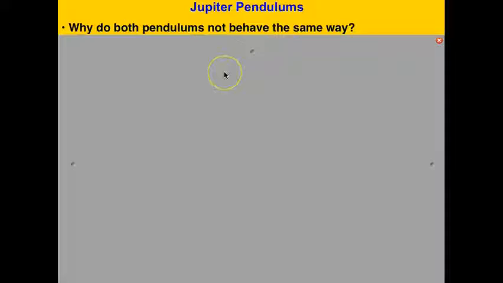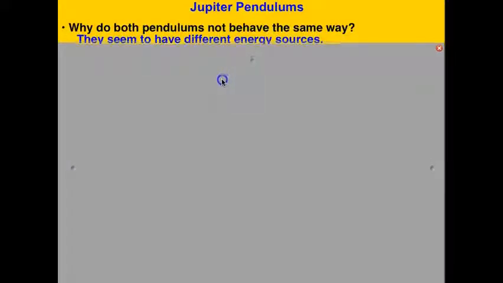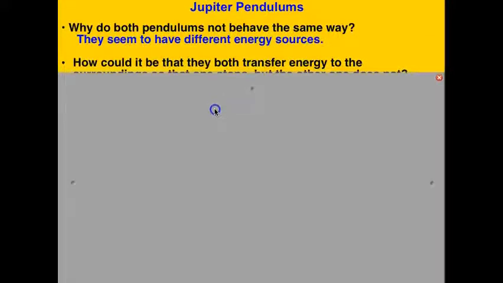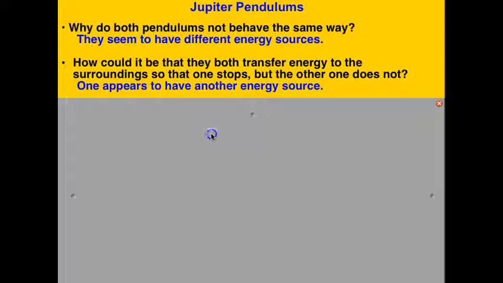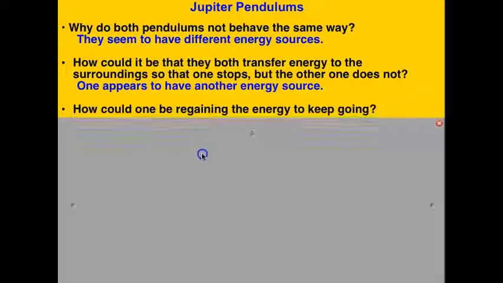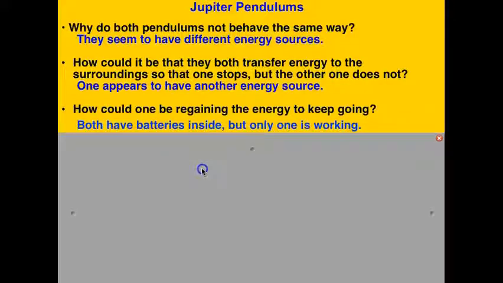So why do both pendulums not behave the same way? Is that one of the initial questions you asked? Well, there seem to be different energy sources. How could it be that they both transfer energy to the surroundings so that one stops but the other does not? Well, one appears to have another energy source. So what is that energy source? How could one regain the energy to keep going? Well, both have batteries inside, but only one of the batteries is working. And I'll be honest with you, only one had a battery, so they both didn't have batteries inside. We put the battery in one, but not the other.